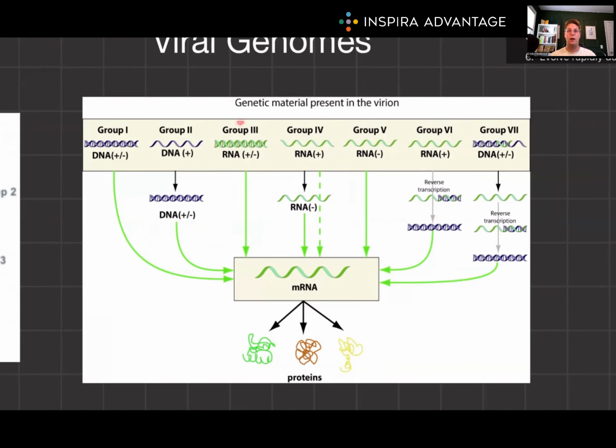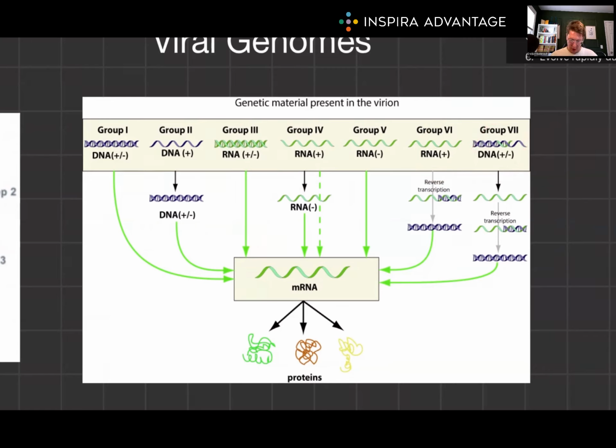For number 3, we've got double-stranded RNA viruses. 4, we have positive-sense single-stranded RNA viruses. 5, we have negative-sense single-stranded RNA viruses. 6, we've got RNA reverse transcribing viruses like HIV. And for 7, we have DNA reverse transcribing viruses like hepatitis B.